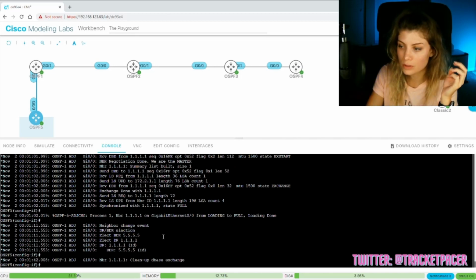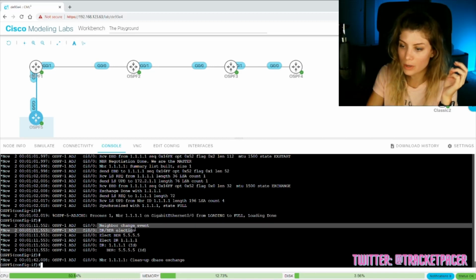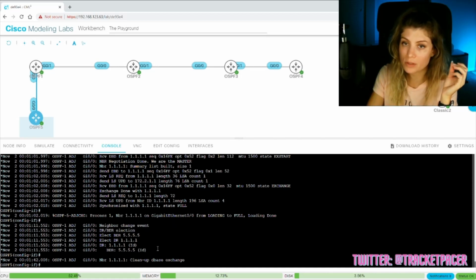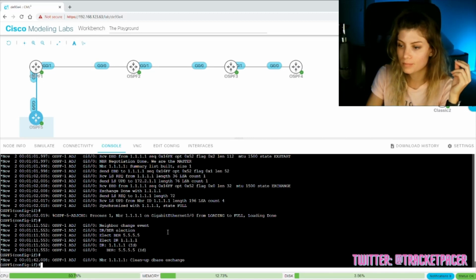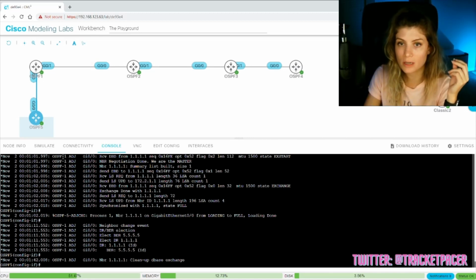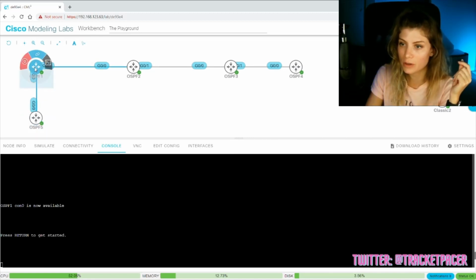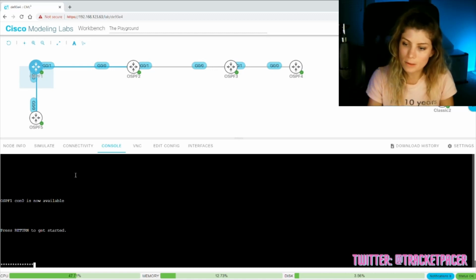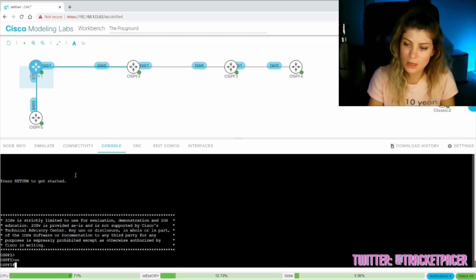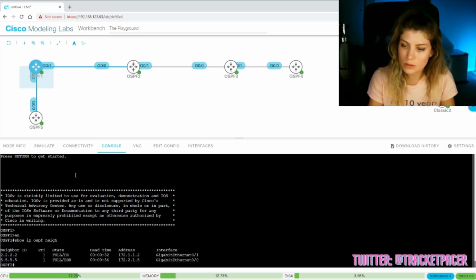So fun. Loading is done. We're in full. Why are we having a neighbor change event here? This is weird. This might be just some weird lab stuff. I don't know. But as long as things are stable, we shouldn't be having a DR BDR election every like 10 minutes. That's weird, but I'm going to choose to ignore that for now. Okay, I'm just going to make sure that OSPF 1 has all its neighbors.